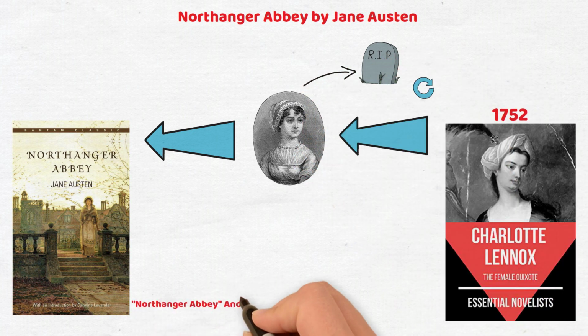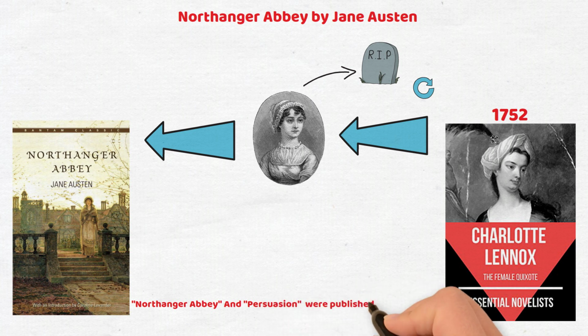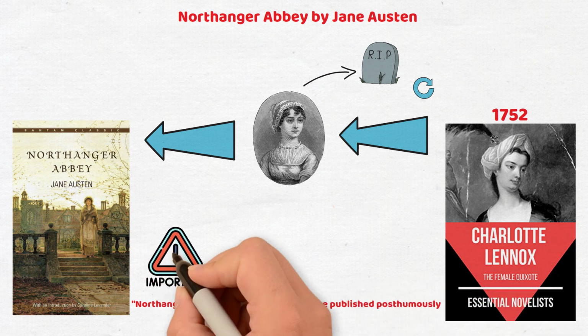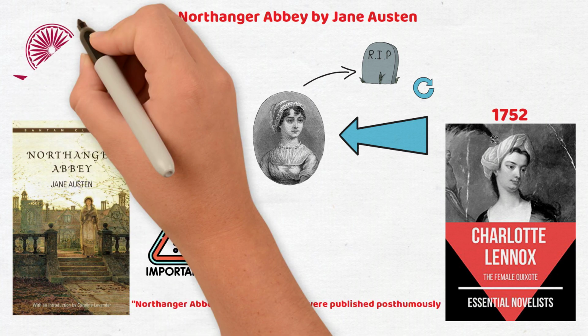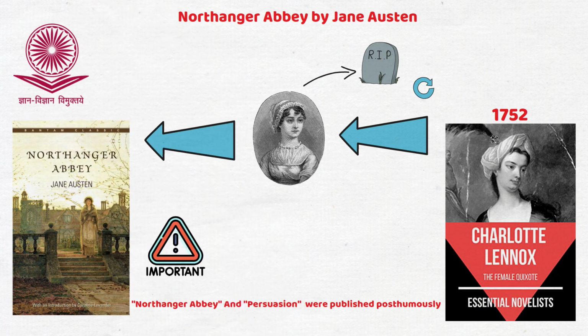So remember that these two novels, Northanger Abbey and Persuasion, are the two important books that were published posthumously, and that is also a UGC NET examination question. So remember these two points.